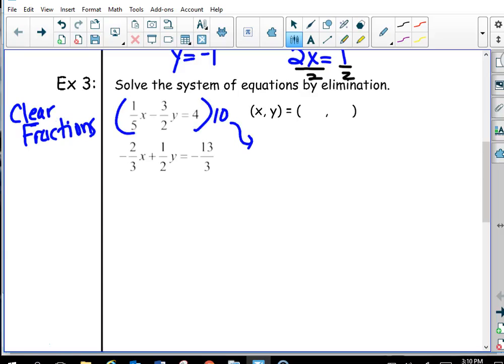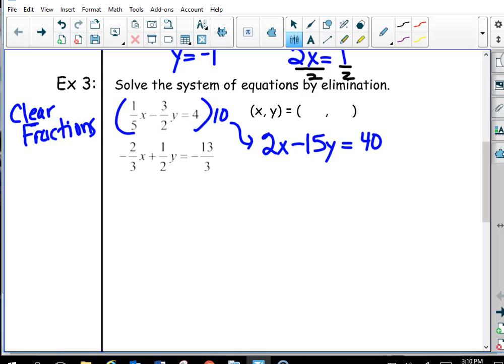And let's see what we get. I multiply 1/5 by 10. 5 goes into 10 twice. I'll get a 2x. When I multiply 10 by negative 3/2, 2 goes into 10 5 times. I get a negative 15y, and then 10 times 4 is 40.